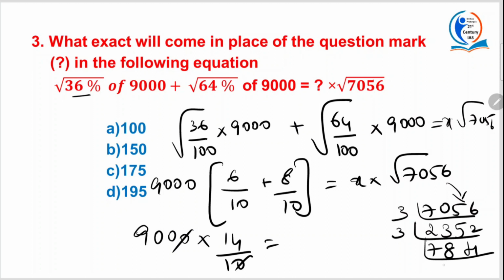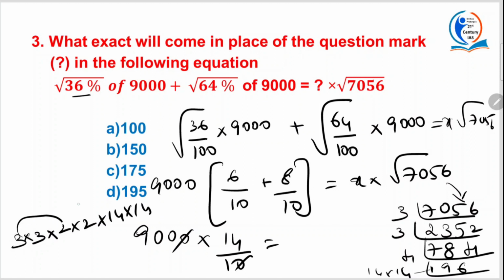Okay, now 4 1s are 4, 4 9s are 36, 4 6 are 24. So 196 is again 14 into 14. So you have to be thorough with squares of numbers till 30. So this can be written as 3 into 3 into 2 into 2 into 14 into 14. So what groupings can you do? You can do 14 into 2 into 3 into 14 into 2 into 3.